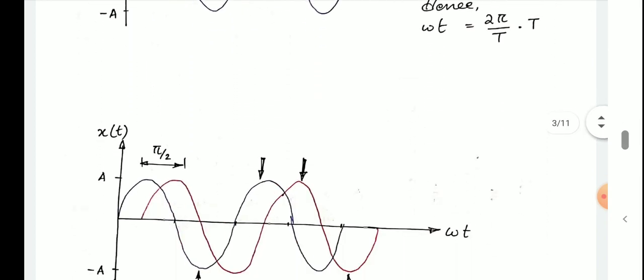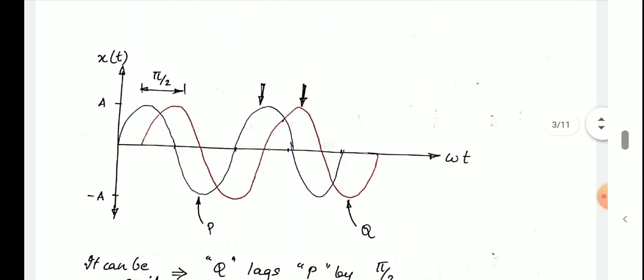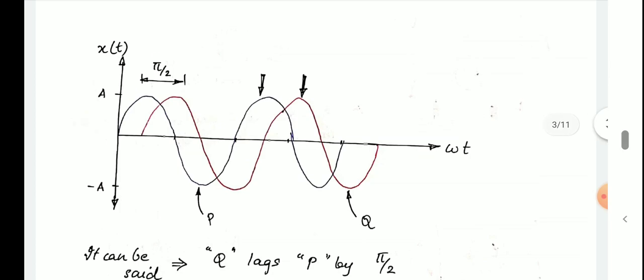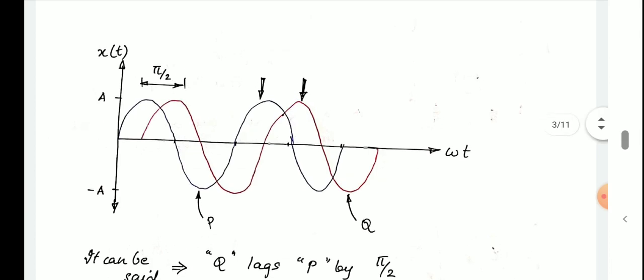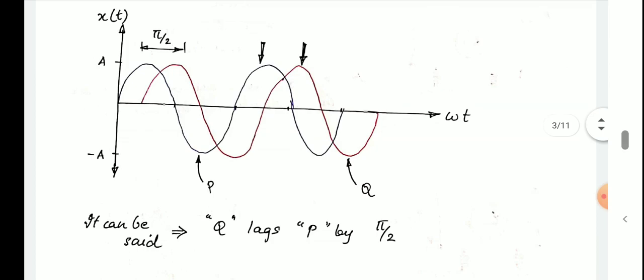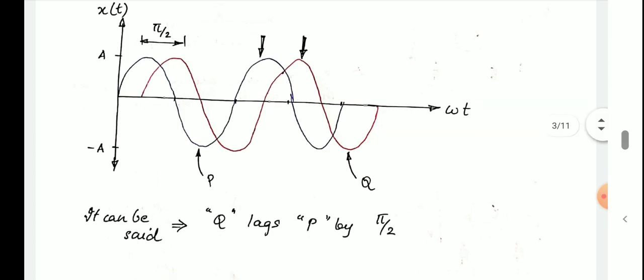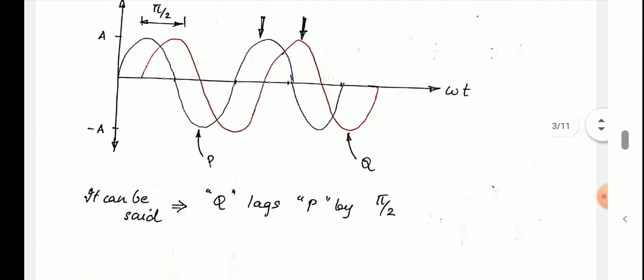Now if we consider a second graph plotted with the same kind of equation, two curves, the first one is P and the second one is Q. That means the distance between the occurrence of the two successive vibrating modes is pi by 2. Then we can say that the curve Q lags the curve P by pi by 2. Pi by 2 is the phase difference there.